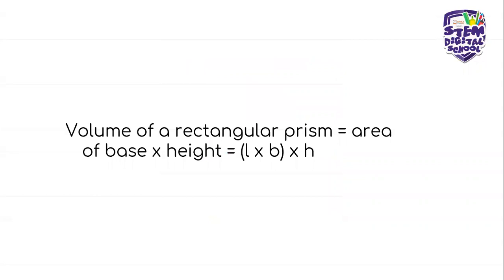And the next one that I'm focusing on now is the rectangular prism. In this case, we define the volume of a rectangular prism as the area of the base multiplied by the height. So basically that is what we mean when we talk about the volume of the rectangular prism.